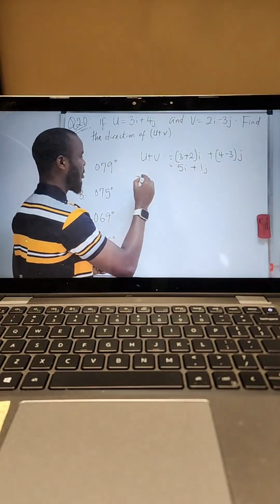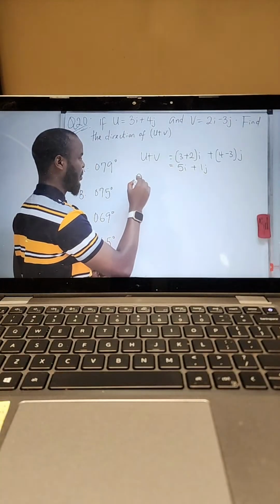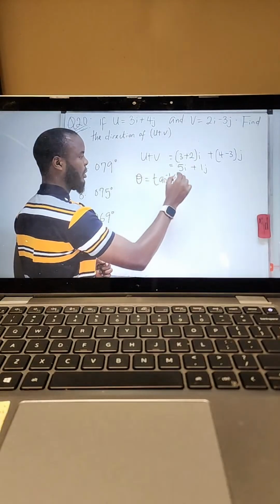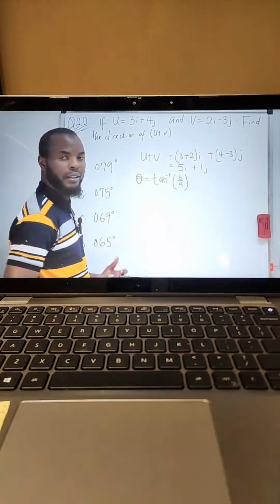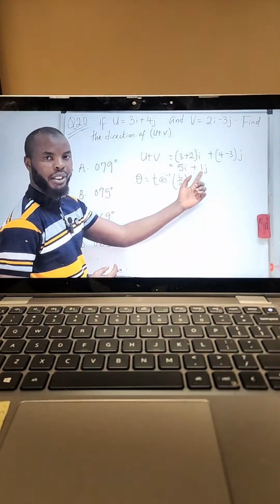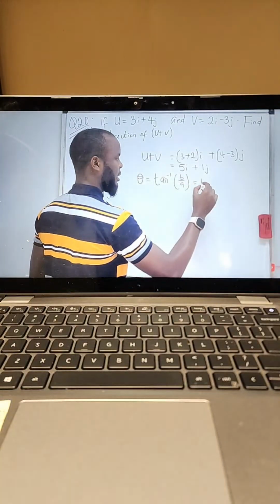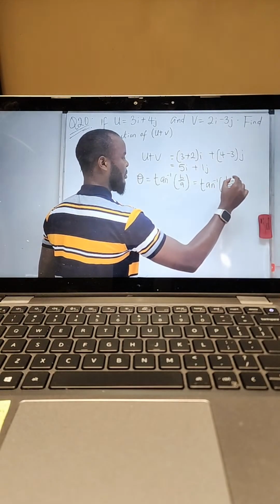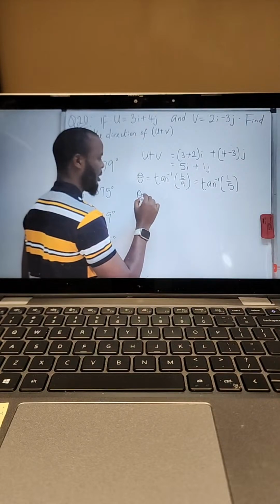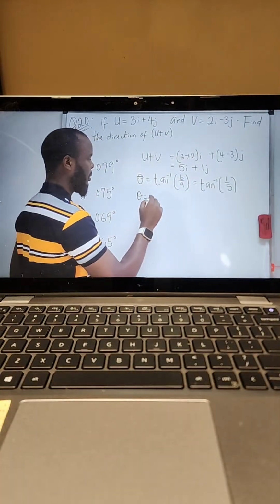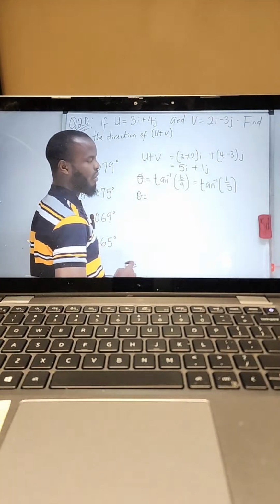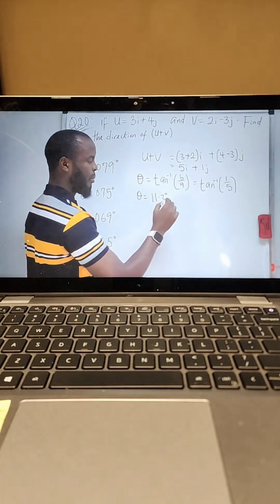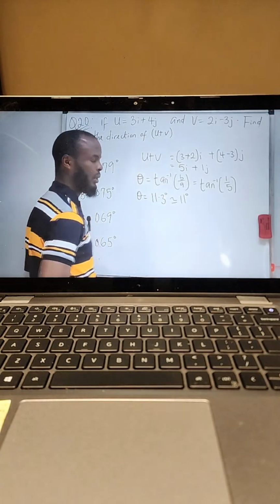And the rule is to get the direction, which is theta, is going to be tan inverse of b over a. So this is going to be my a, this is going to be my b. So that is tan inverse of 1 over 5. Using my calculator, tan inverse of 1 over 5 should be equivalent to 11.3 degrees, or approximately 11 degrees.